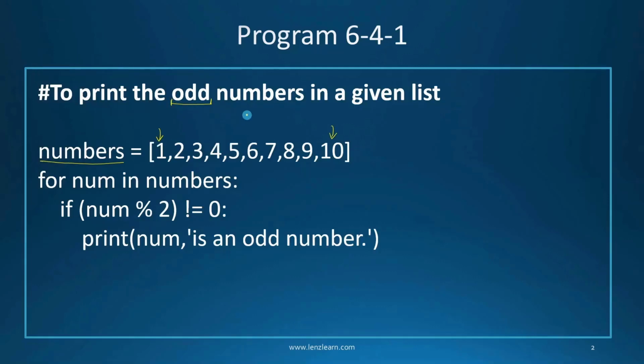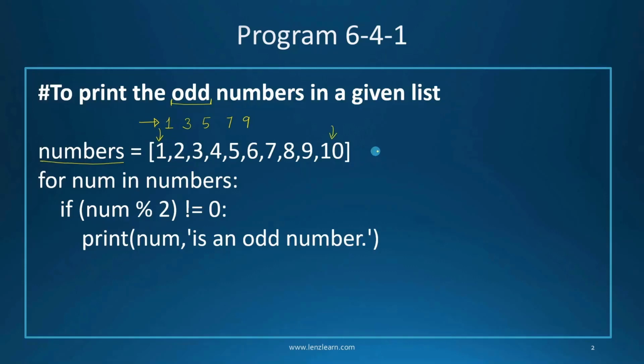So you can see the output is going to be 1. After that, 2 will not be printed because that's an even number. Then 3, 5, 7 and 9. So this is the output that we are expecting from this program.